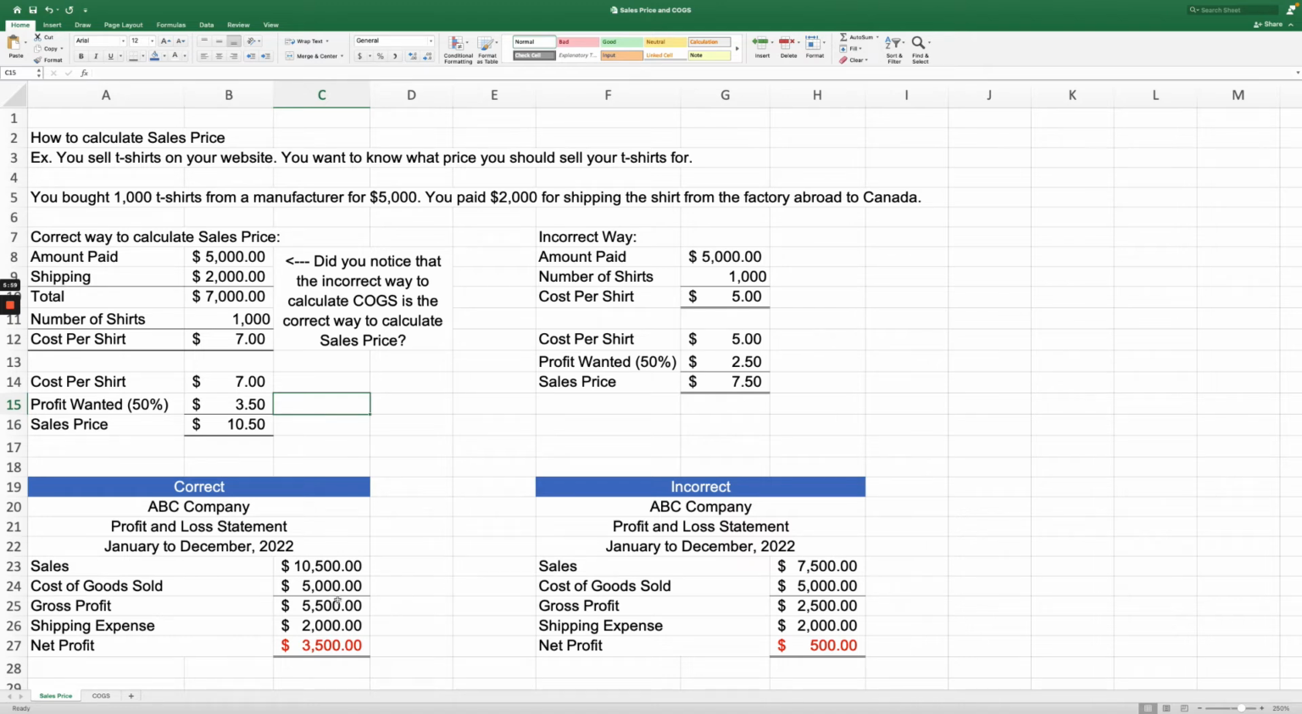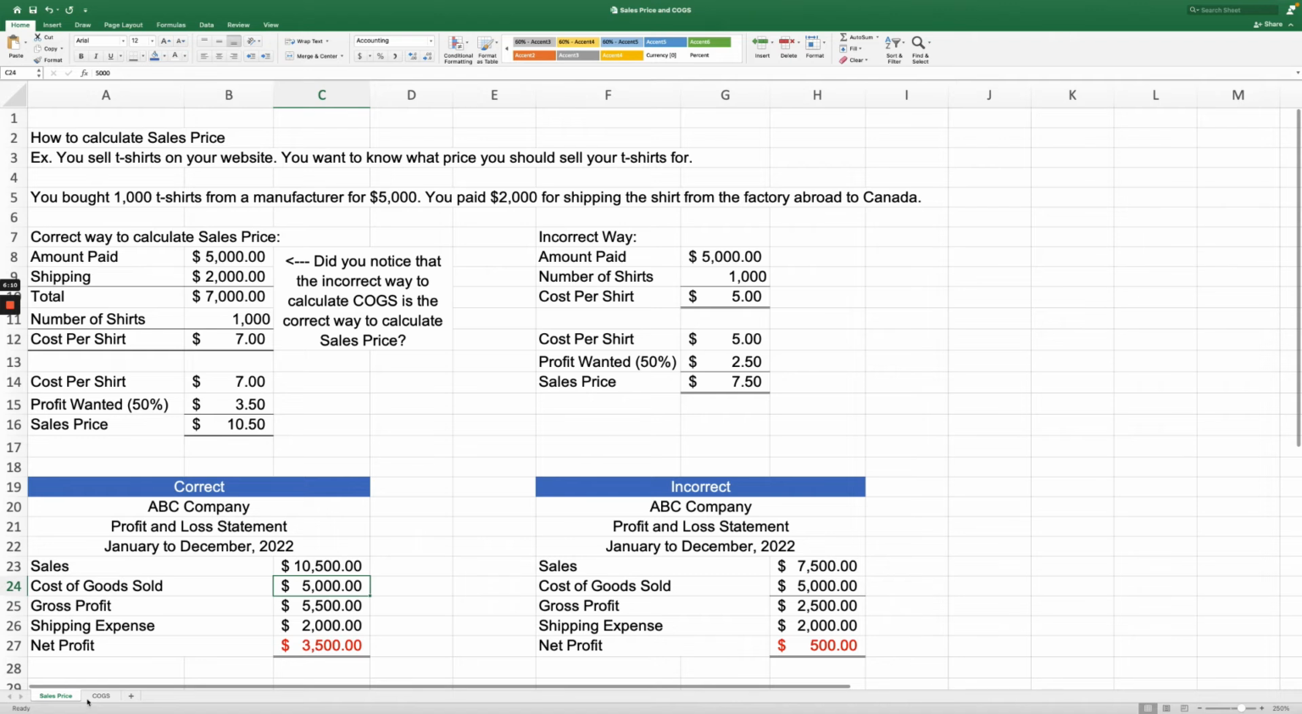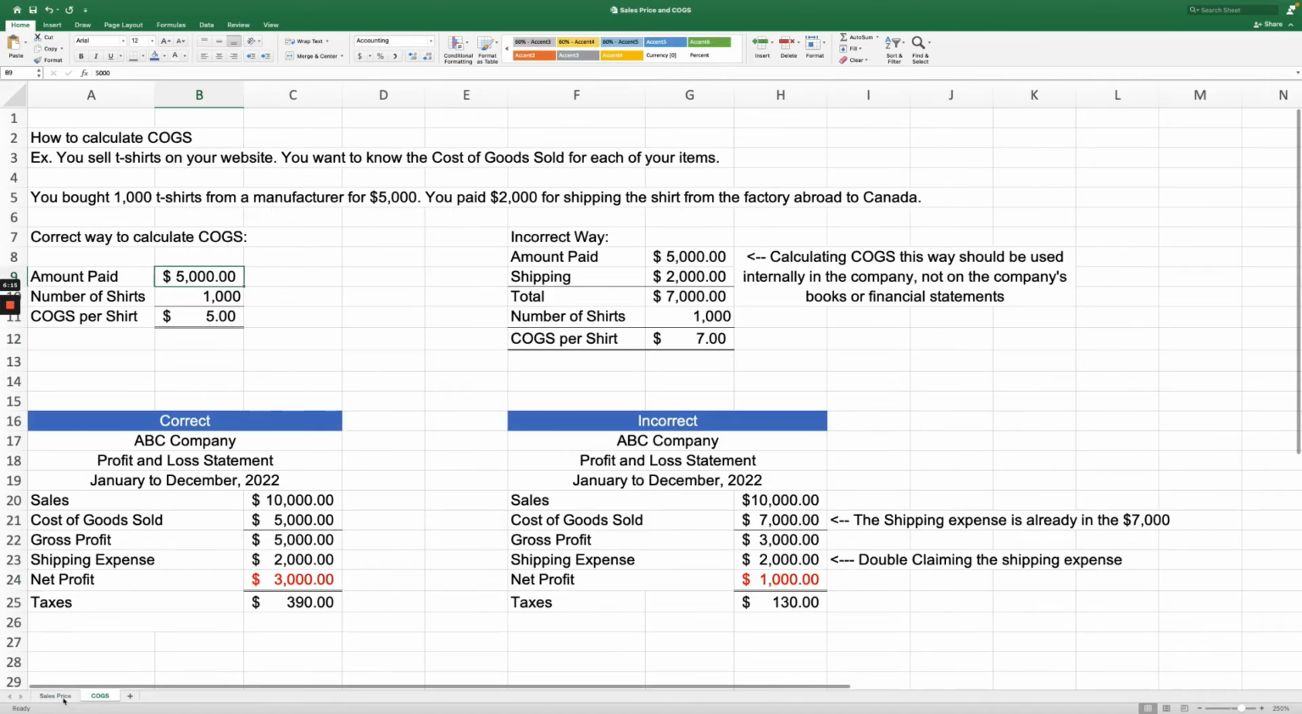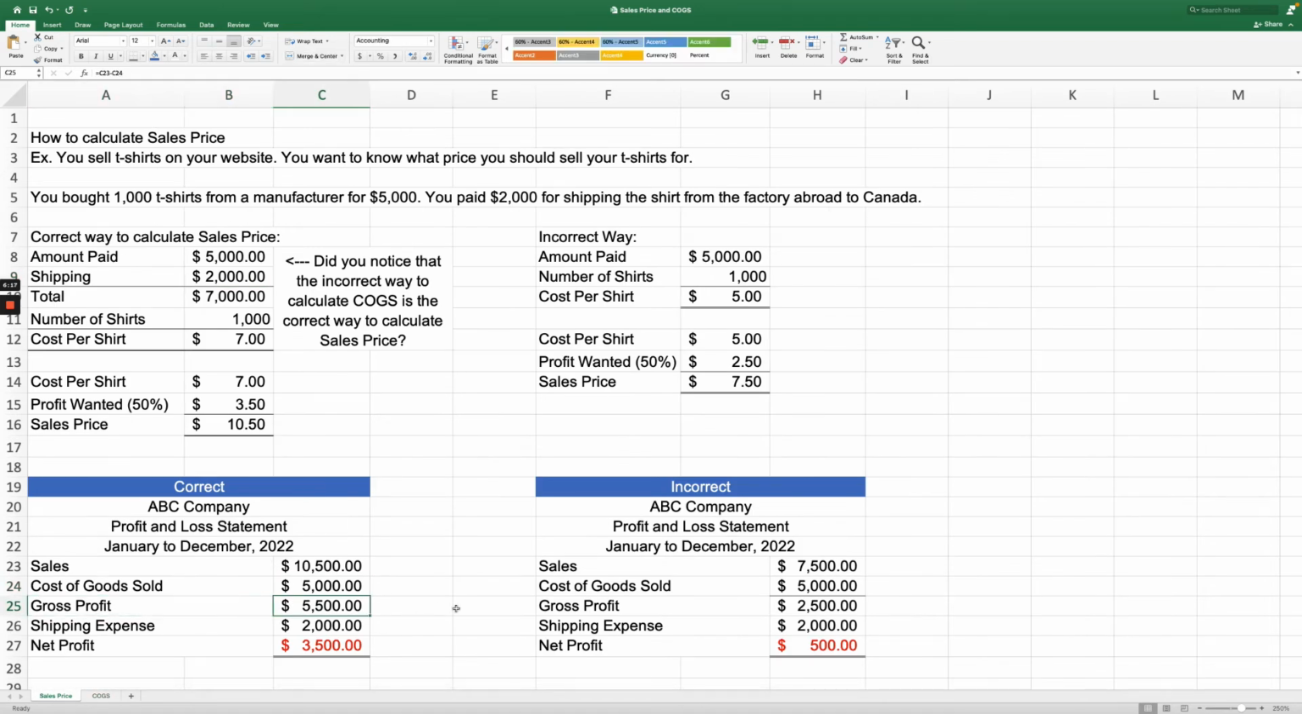Okay. So here you can see the sales is $10,500. Again, that's $10.50 times 1,000 shirts, $10,500. Cost of goods sold, $5,000. Again, this is, if you remember, the correct way to calculate your cost of goods sold. So your gross profit is $5,500. The shipping expense is $2,000 over here. And your net profit is $3,500, which is the profit you wanted, $3.50 times 1,000 shirts.